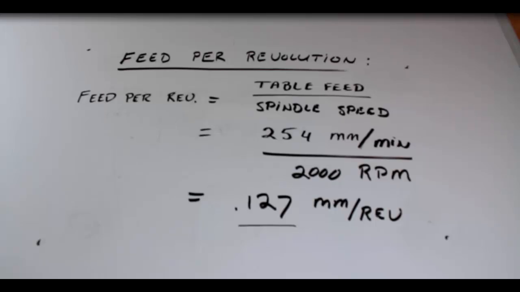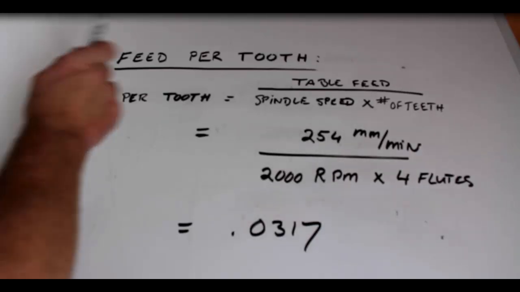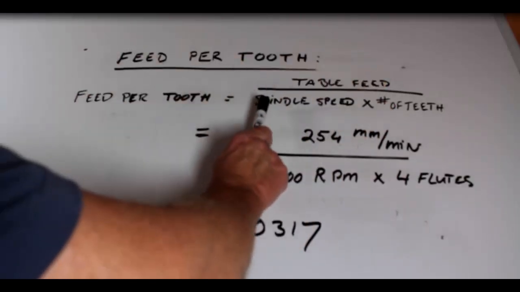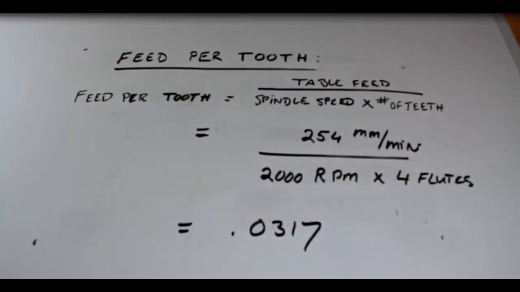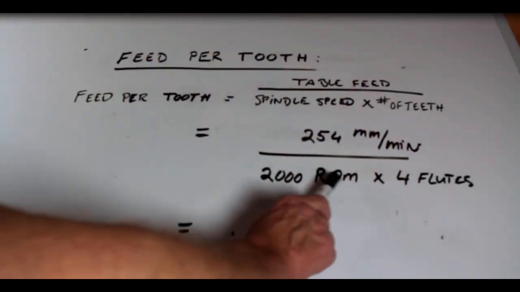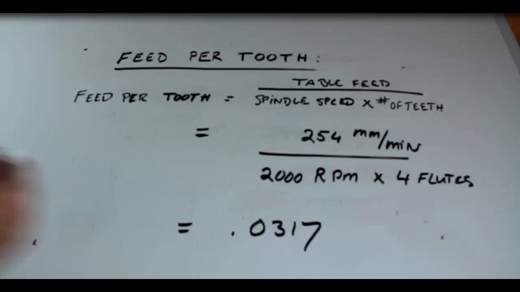Let's take a look at the next one, feed per tooth. Here is the feed per tooth formula. We divide the table feed by the spindle speed and divide that by the cutting edges on the tool. If you have a 4-flute end mill, that is how many teeth we're going to be using. In this example, we're going to use 254 millimeters per minute divided by 2000 RPM, divided by 4 flutes. And then we come up with 0.0317 feed per tooth.